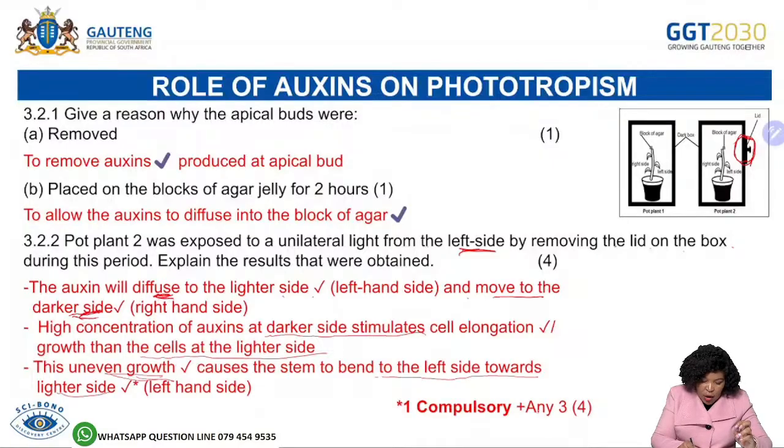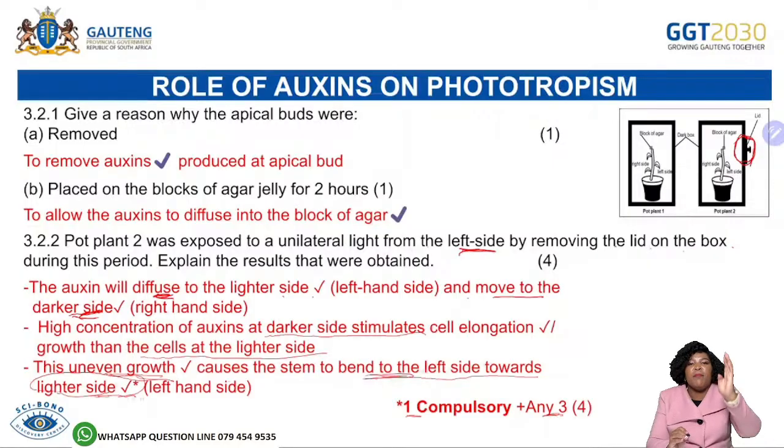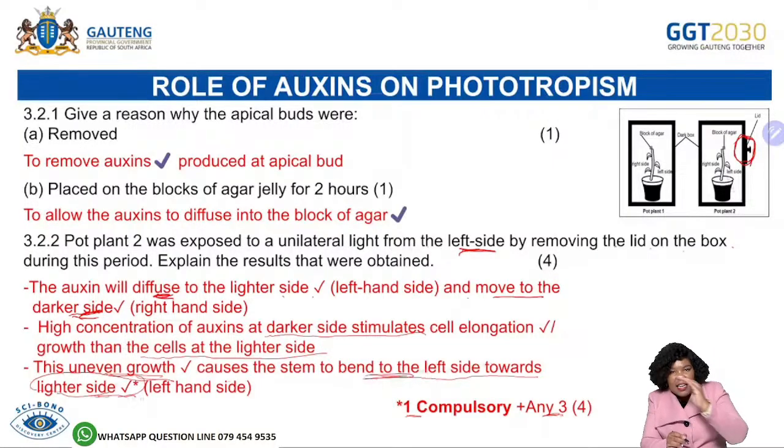So any three of these will get you marks, and then there's one which is your compulsory mark, where you were supposed to say the bending is going to be towards the lighter side, not the darker side, because the darker side is where the auxins will be more concentrated, causing the bending towards the lighter side. So that was a compulsory mark that you needed to say in your answer. We needed to see that this stem is going to grow towards that light.